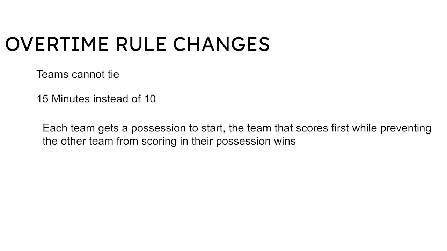Overtime for the playoffs is different, however. Instead of instant sudden death, each team gets a chance to possess the ball and score. If a team scores in their first possession and the other team does not, that team that scored will win. If no teams score or both teams score, then play continues in sudden death. Teams cannot tie, and the overtime periods are 15 minutes instead of 10.